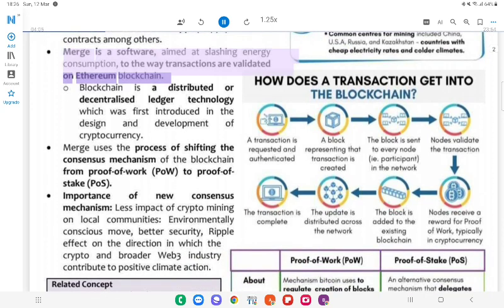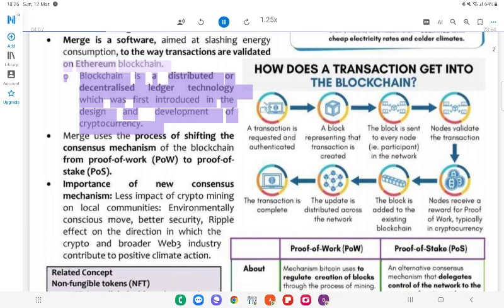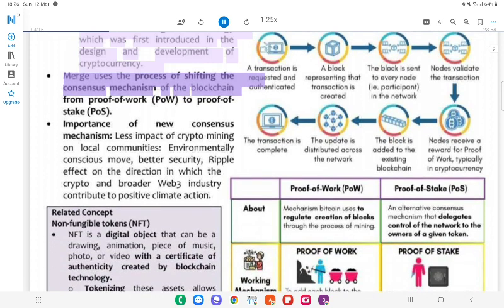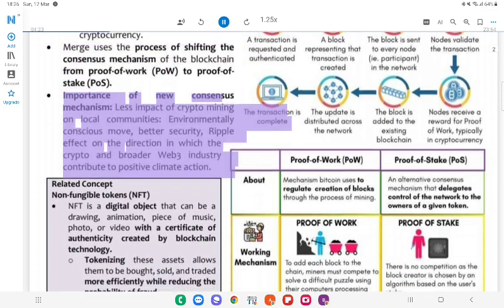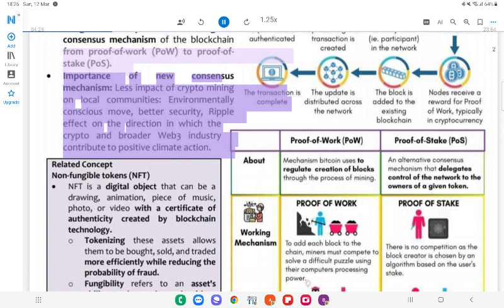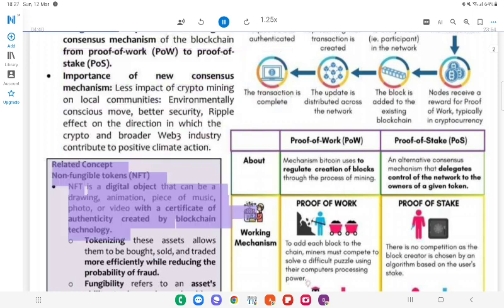On the Ethereum blockchain. Blockchain is a distributed or decentralized ledger technology which was first introduced in the design and development of cryptocurrency. The Merge uses the process of shifting the consensus mechanism of the blockchain from proof-of-work (PoW) to proof-of-stake (PoS). Importance of the new consensus mechanism: less impact of crypto mining on local communities, an environmentally conscious move, better security, and a ripple effect on the direction in which the crypto and broader Web3 industry contribute to positive climate action.